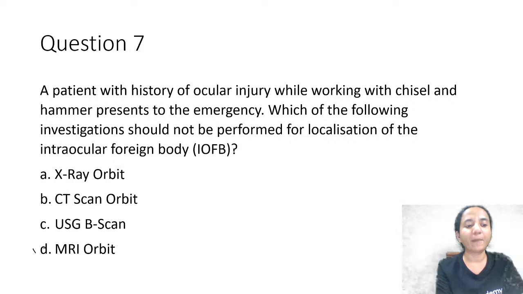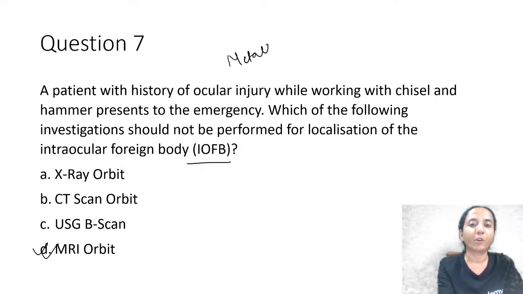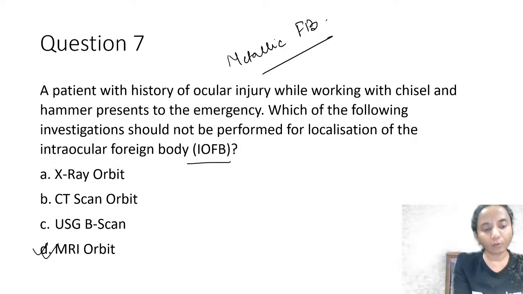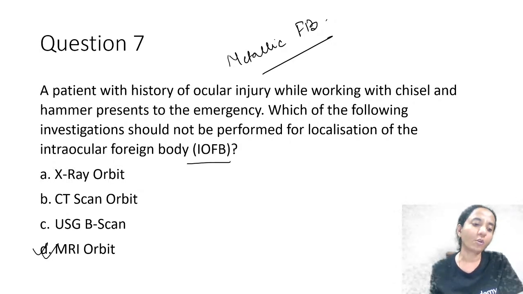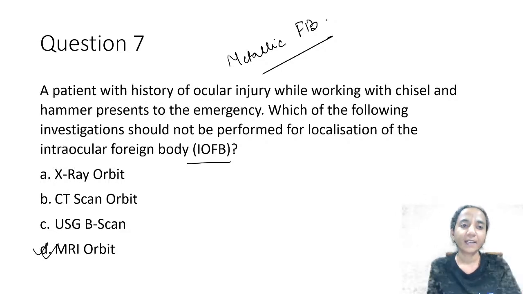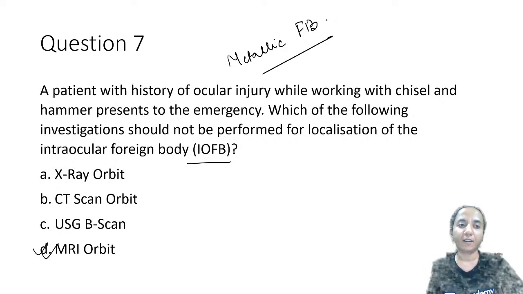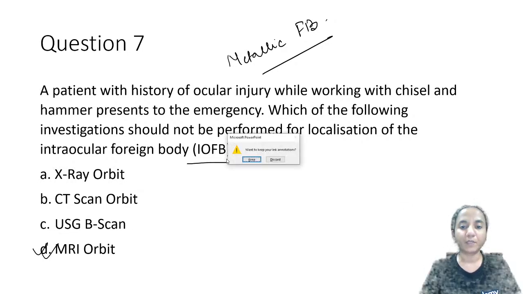Correct. We must not do an MRI of the orbit. Common sense question. Why? Because this is a metallic foreign body. So we must not do an MRI of the orbit. We all know that for a metallic foreign body, we must not do MRI. So that is the answer in this. Okay, so this was a quick run through of a few of the previous year's MCQs.